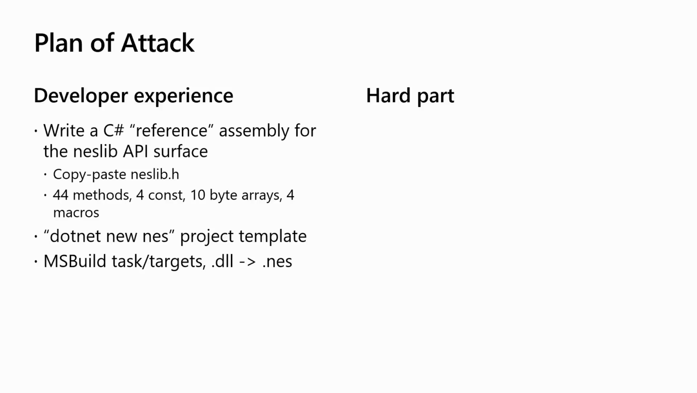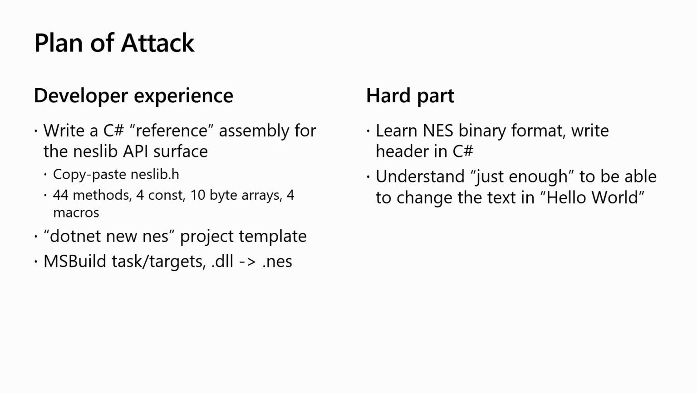And so, of course, we need a project template. We're going to have MSBuild tasks and targets, which I'll talk about a little bit. And then we get into the details of what the NES binary format is, and how we write that in C#. I also wanted to, at first, understand just enough to be able to change the text on that one instruction of Hello World, right? Because in my mind, if I was able to change that text, that would motivate me to finish this thing.